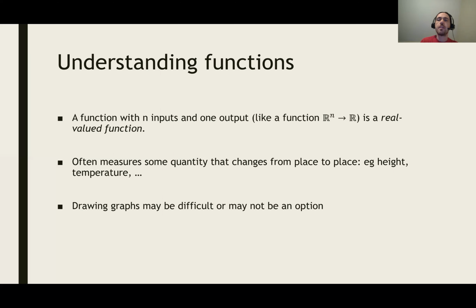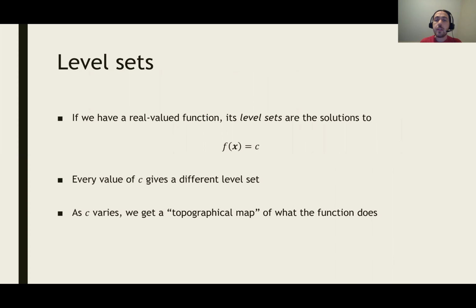In these kinds of cases, we may be able to draw graphs of the function. We might not. Doing so takes work, and let's talk about how we do that. So one of the main tools we have available for understanding these types of functions is what's called a level set. A level set is what we get by taking our function and setting it equal to a constant.